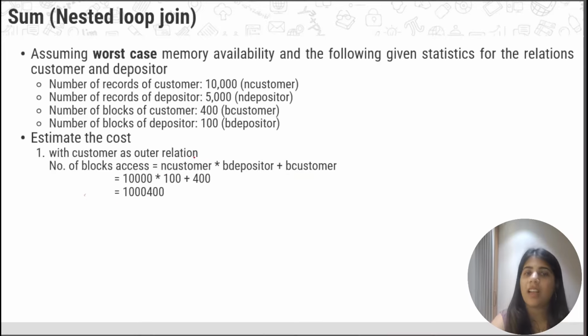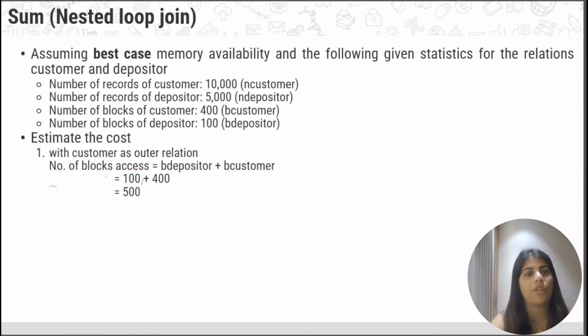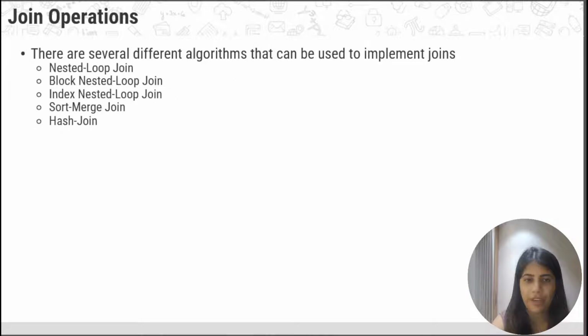If I take customer as the outer relation, then N customer comes first, multiplied with B depositor, plus B customer, and that will give me this result. And if I use this method, the number of blocks accessed equals B depositor plus B customer, which means 100 plus 400, that will give me 500.